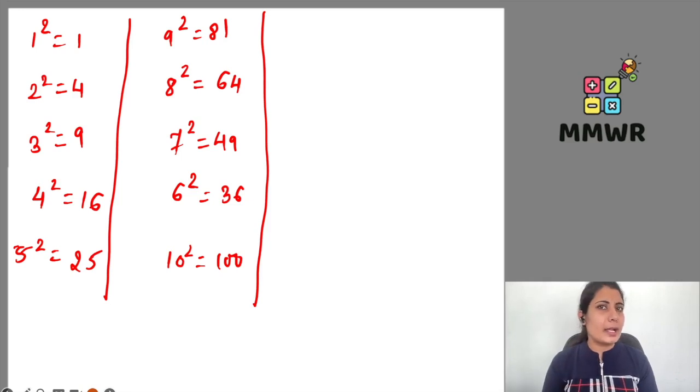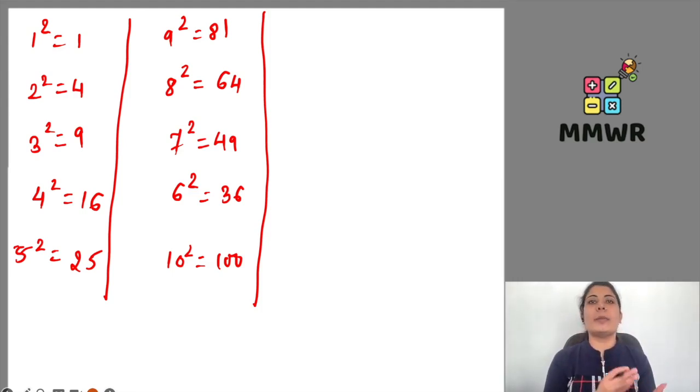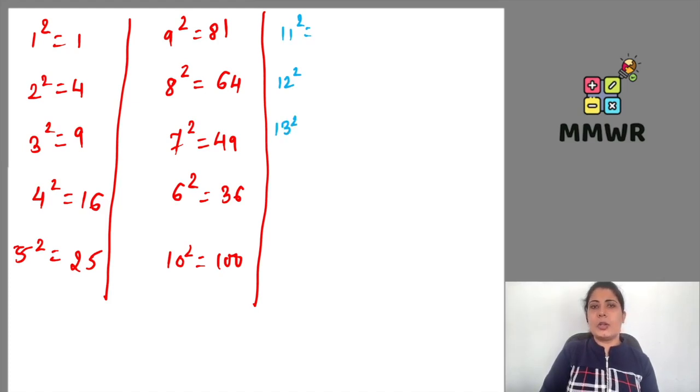Now, if someone asks us, can we say 2 is a perfect square? No. 3 a perfect square? No. 17 a perfect square? No. 21 a perfect square? No. Why? Because directly after 4 we have 9 as the perfect square, then 16, then 25. So in between 16 and 25, all the numbers 17, 18, 19, 20, all of these are not perfect squares. Okay, same thing we can do for 11 square, 12 square, 13 square, 14 square, 15 square, right?